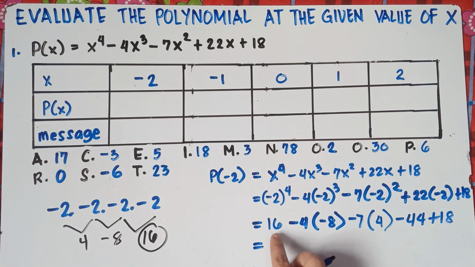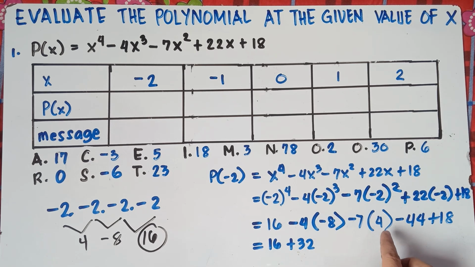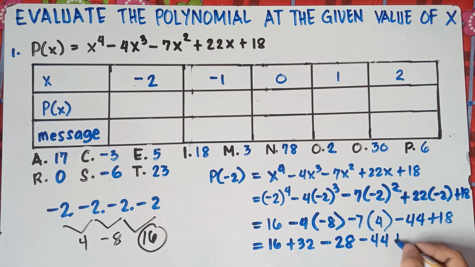So simplify; this will be copy 16. Once again, do not subtract. Multiplication comes first before subtraction. So multiply this one: negative 4 times negative 8 is positive 32. Negative times negative is positive. Negative 7 times 4, negative times positive is negative. 7 times 4 is 28. And then, negative 44 plus 18. Let's copy this one first: that's negative 44, then plus 18.